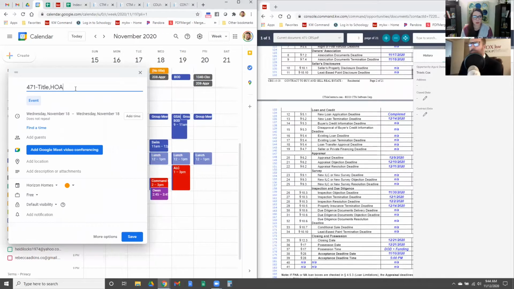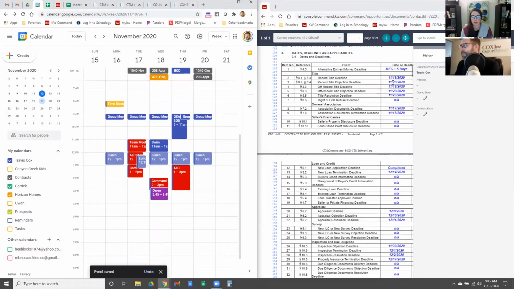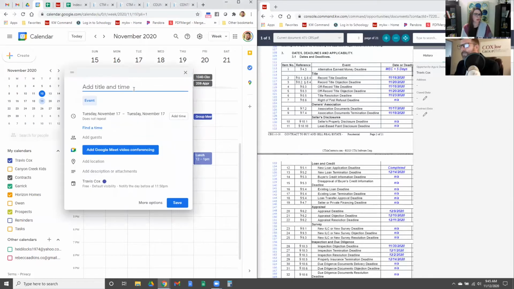Okay, so you notice I didn't do spaces in there. That just makes it easier to read. It's not as long. Title. We don't really need to worry about the title objection deadline. Title resolution deadline. Really, title is the only one we put in there. The association documents deadline. Why did he make those a different date? Weston. He made those a different date. 471. It's nice if those all happen on one day.